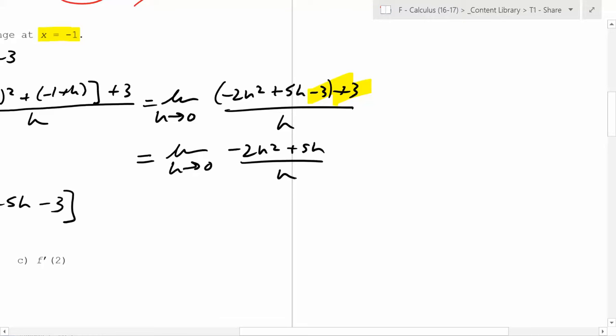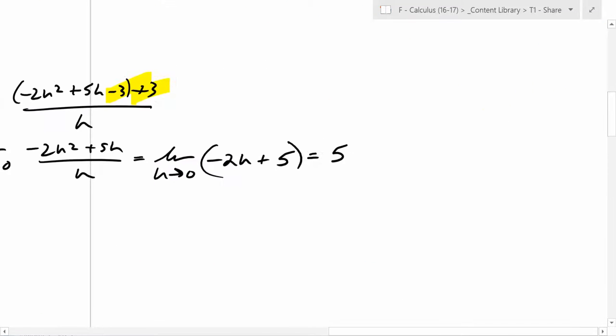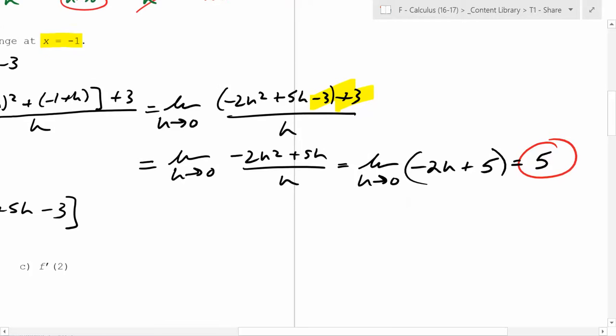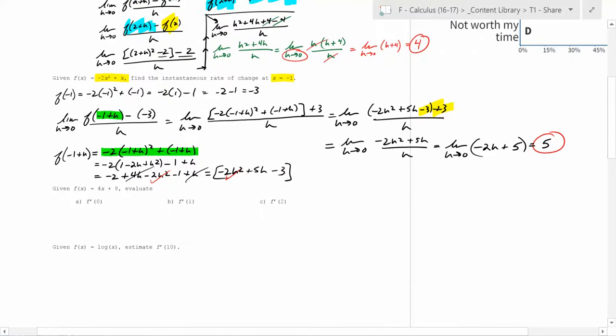H. We good so far? Yeah. What can I factor out? So I end up with the limit as h goes to 0 of negative 2h plus what? 5. And what happens as h goes to 0? What is that? 5. So the instantaneous rate of change there is 5. Is it really easy to mess up the algebra? Yeah. It's super easy to mess up the algebra.